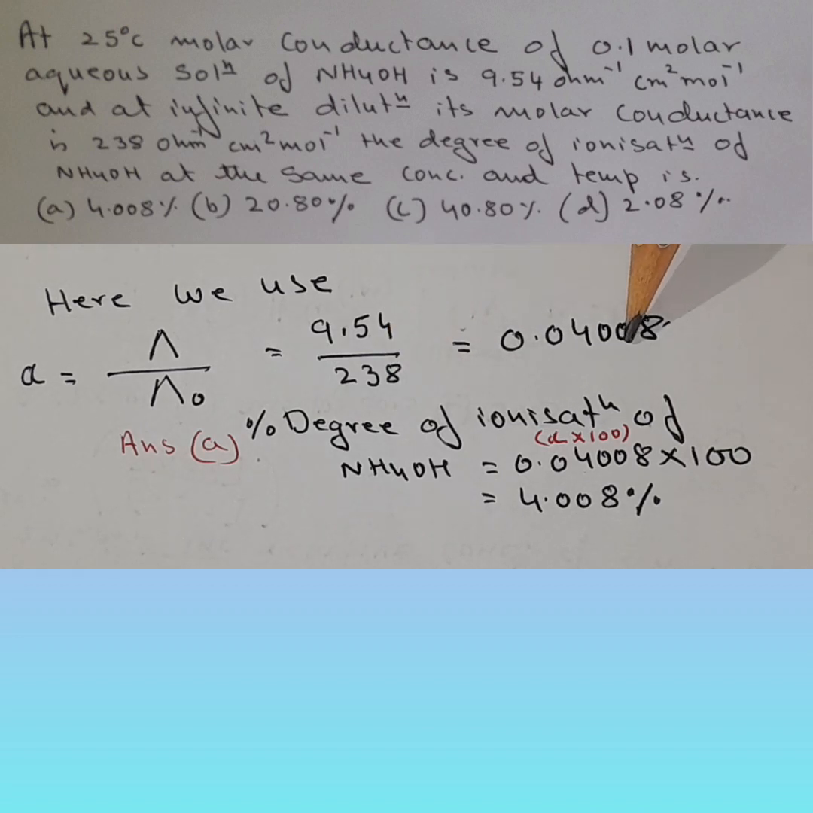Now what we are interested in is the degree of ionization. The percentage degree of ionization of ammonium hydroxide is alpha into 100, that is degree of dissociation into 100. So that itself is this. So this is the answer. So the answer is A.